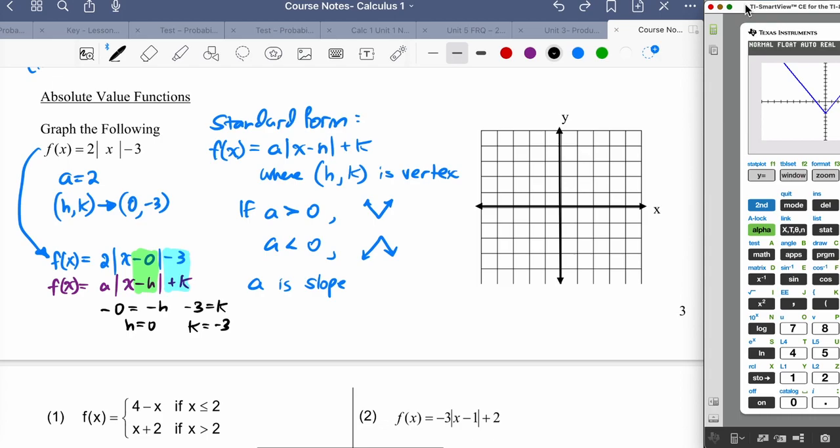All right, so at (0, -3), I'm plotting a point. The a value is positive, so I know it's v-shaped, an upward v, with a slope of 2, so up 2 over 1, up 2 over 1, both ways. All right, that looks awful. Let me fix that.